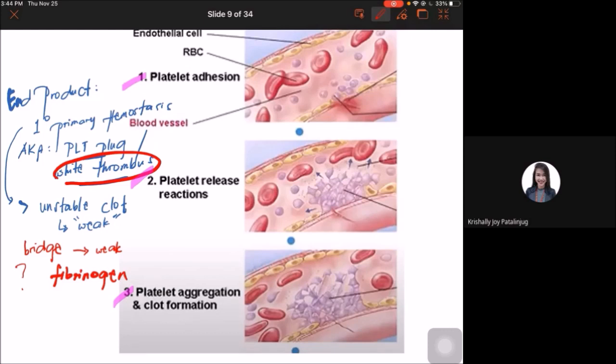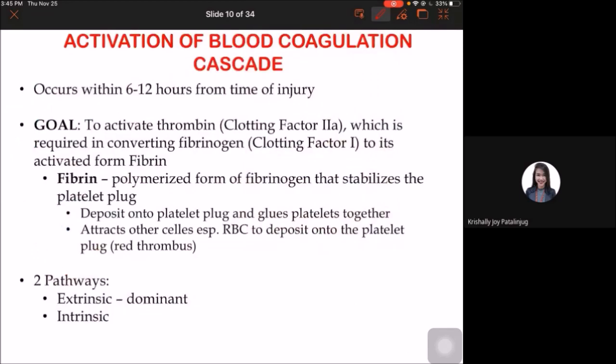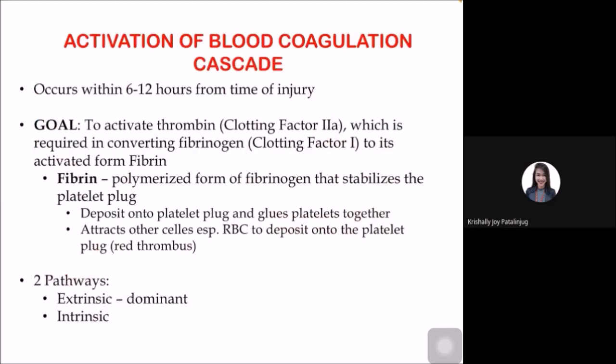Because we have two major events in clot formation. This is the first one, the platelet migration and aggregation. The second one, there is still a second. And this problem in the first event is addressed by the second event of blood clot formation. So let us proceed now to the second event.